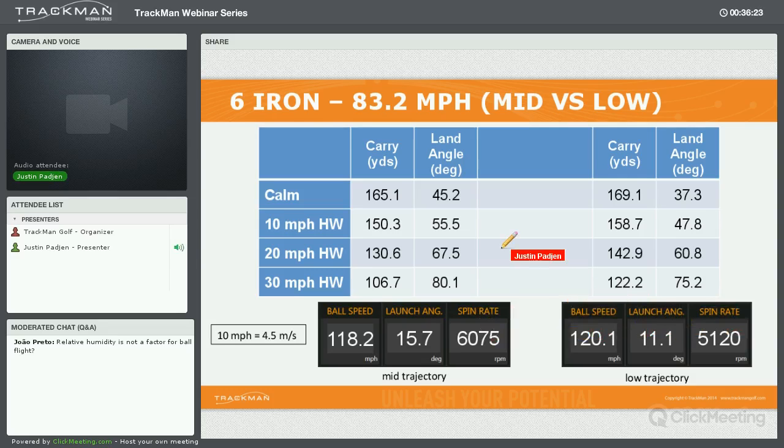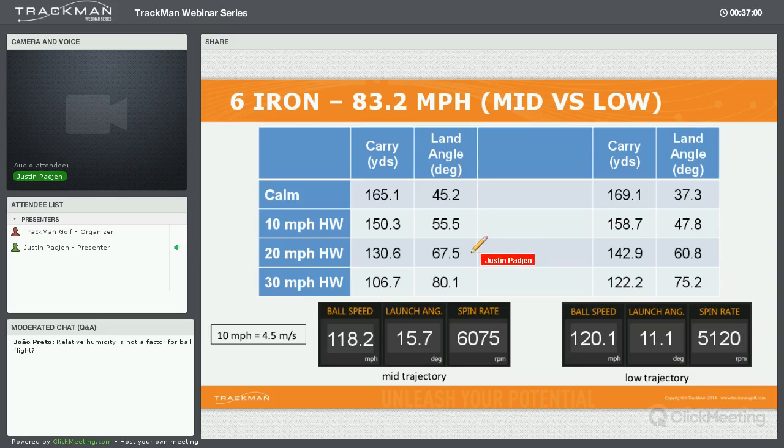So again, if we start looking at what happens here, from 165, 169, so pretty similar carries. This one comes down a bit steeper because it's the mid ball flight, versus the low ball flight which comes down a little bit flatter. But as we start to move down here, 150, that dropped 15 yards between those two, where this one only dropped 11 yards because of the lower ball flight. And it's still under 50 degrees. That's still a pretty good landing angle here at 47.8, where 55.5, that's starting to get pretty steep.